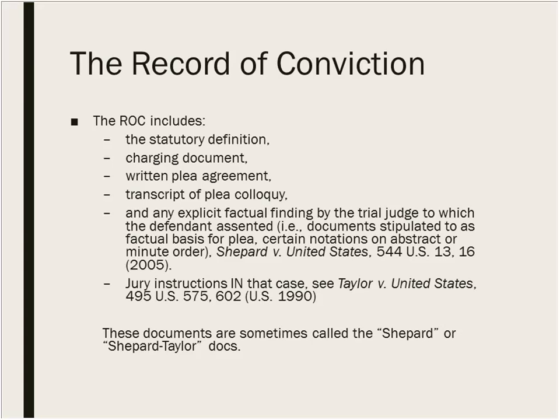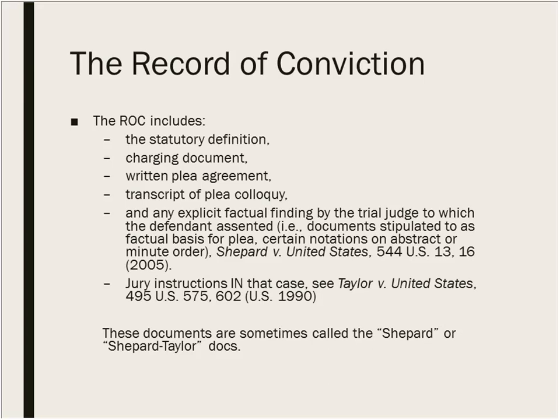And once they figure out which one it was, if it's definitive, then they can't look at anything else. So for example, if the plea minutes show that your client was convicted of reckless assault and the charging document says that it was intentional, it doesn't matter what the charging document says. You're looking to see what the person was convicted of. The record of conviction is defined in two Supreme Court cases, and they're sometimes called the Shepard-Taylor documents, and they include the statutory definition, the charging document, a written plea agreement, if there is one, transcript of a plea colloquy, and then any explicit factual finding by the trial judge to which the defendant assented.